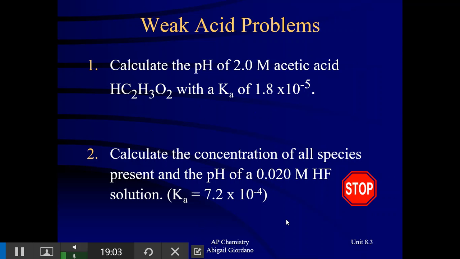So what I want you to do is to pause the video and try number 2 on your own. It is the exact same setup, just with a different acid, different numbers. So try it. All right, let's see how you did. Okay, as I said, it's the same setup. We have a weak acid and that's it. Okay, so this weak acid, HF, and water are my major species.